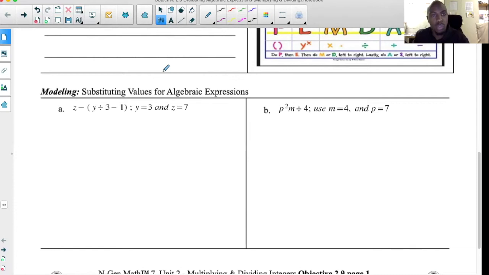And then it says when y is equal to 3 and when z is equal to 7. So what I like to do is start off my problem by just rewriting what I see. I'm going to write z minus parentheses y divided by 3 minus 1. I'm just going to rewrite it again just to be able to see it, okay?